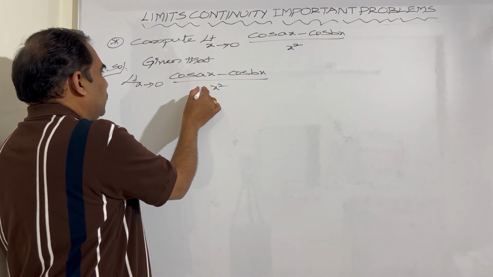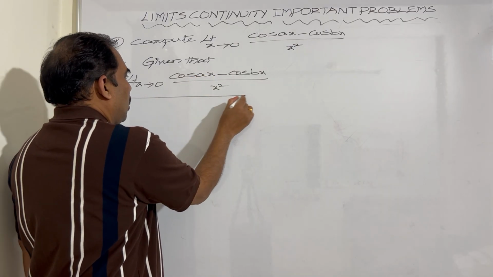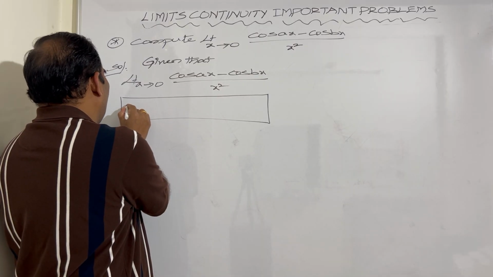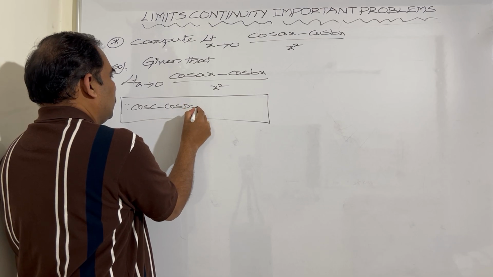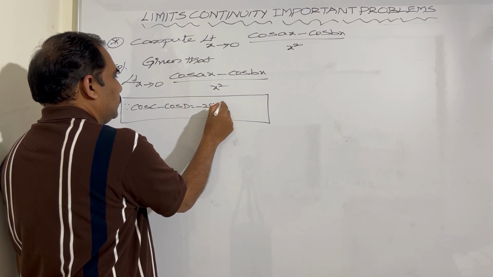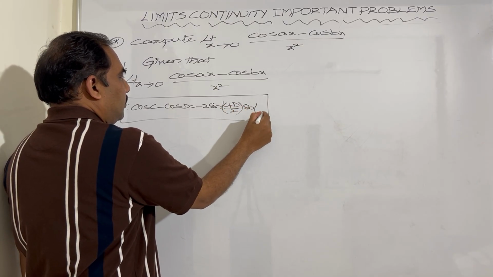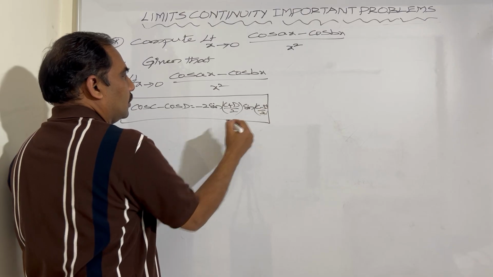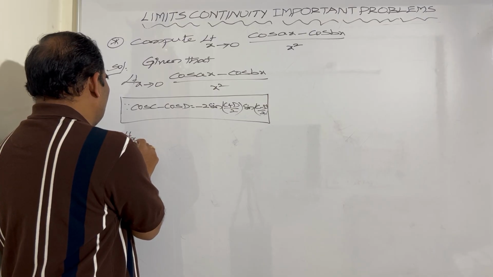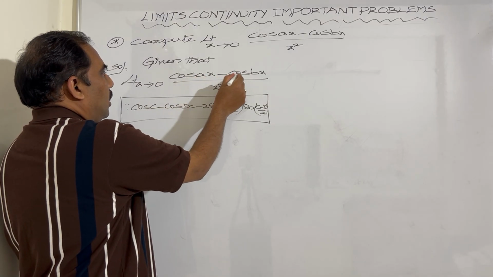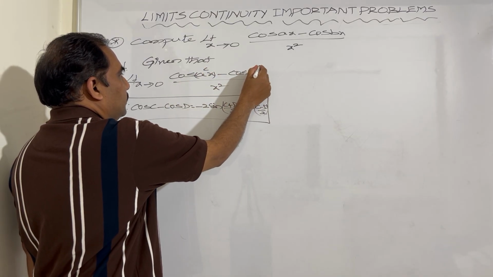Here, if you observe the numerator, it is like cos c minus cos d. We have the formula cos c minus cos d equals minus 2 sine of (c plus d) by 2 into sine of (c minus d) by 2. So this is equal to the limit as x tends to 0. What is c here? ax is c and bx is d.